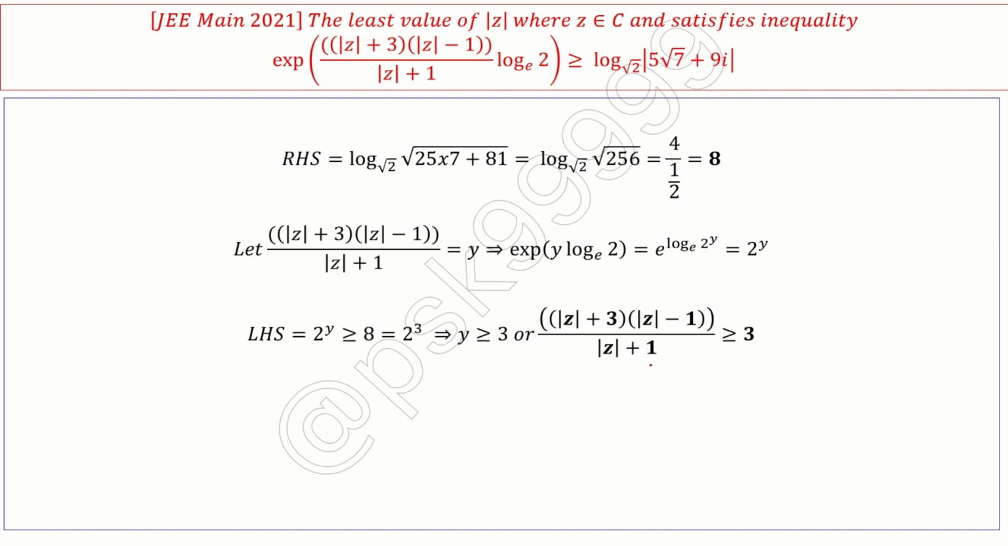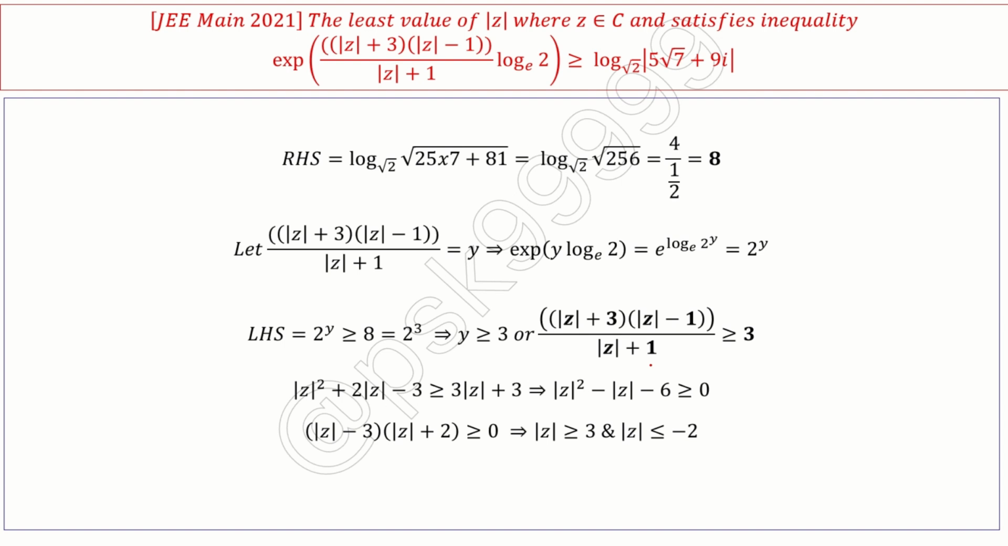So obviously I'm getting a quadratic equation here, right? In modulus z. So if I expand it, it will become |z|^2 + 2|z| - 3 is greater than or equal to 3|z| + 3, or |z|^2 - |z| - 6 is greater than or equal to 0, which if I factorize, I'll get (|z| - 3)(|z| + 2) is greater than or equal to 0, which means |z| is outside -2 comma 3, right?